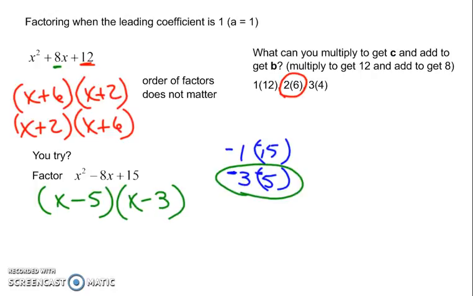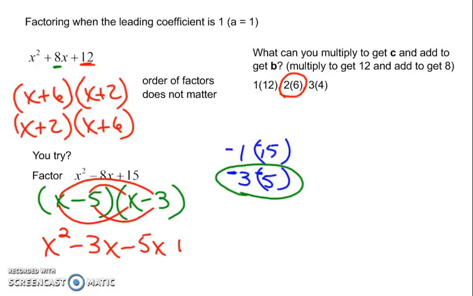So we can do first: x times x to get x squared, x times negative 3, so minus 3x, negative 5 times x, so minus 5x, and then negative 5 times negative 3, plus 15. So when we combine our like terms, we get x squared minus 8x plus 15. So it works.